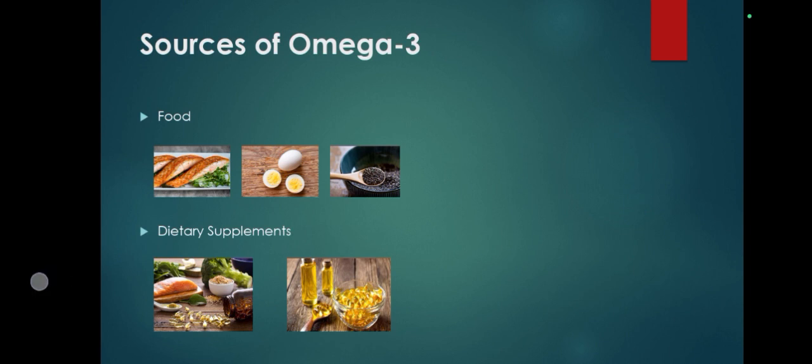And if I talk about the dietary supplements, LC omega-3s are present in several dietary supplement formulations, including fish oil, krill oil, cod liver oil, and products that contain algal oil. A typical fish oil supplement provides about 1000 mg fish oil containing 180 mg EPA and 120 mg DHA, but doses vary widely.